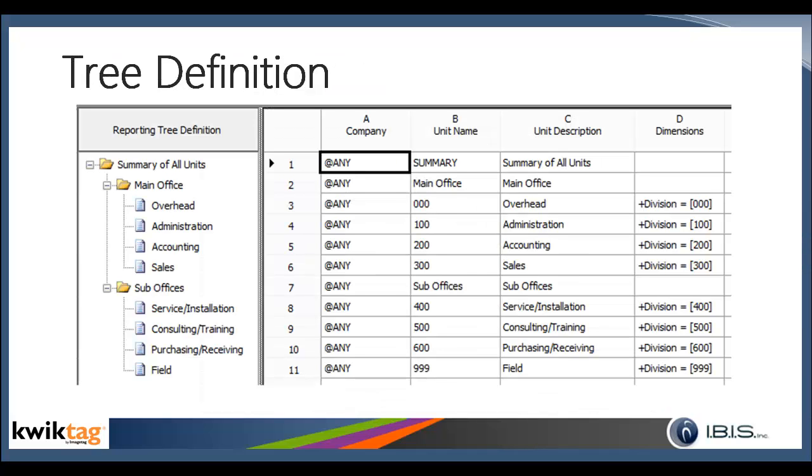My tree definition here is going to be my departments. So you can see here that there's a variety of levels to my tree. I have my entire company at the very top, summary of all units. Then I have my main office node, which includes my overheads, my admin, accounting, sales. And then I have my sub-offices, which are my service, consulting, purchasing, field. So if you wanted to look at just your main office's expenditures without including your field services, you could just look at your main office node of this tree.